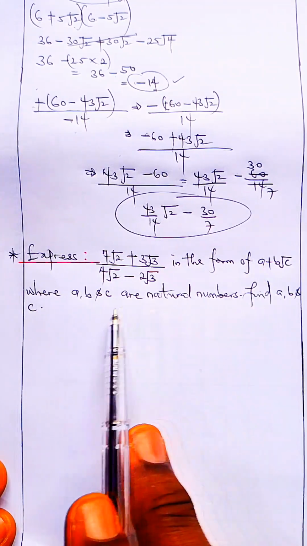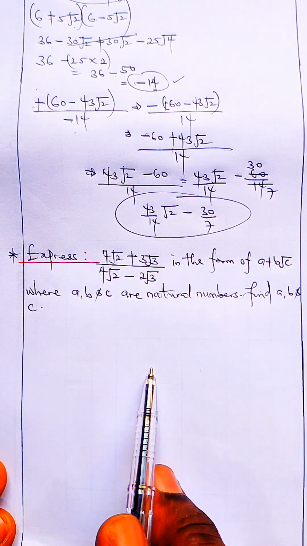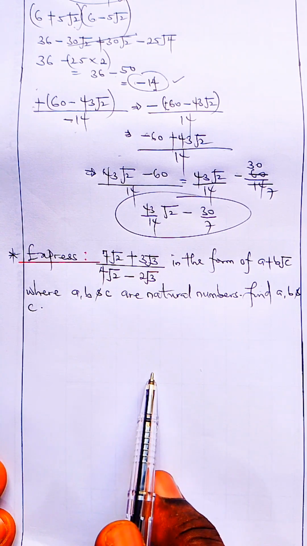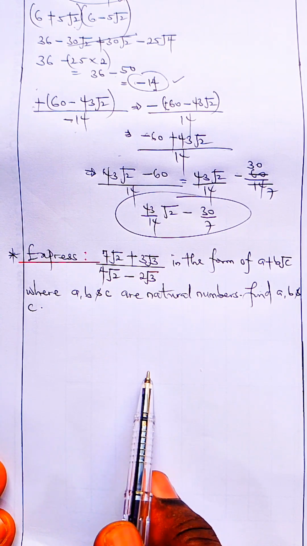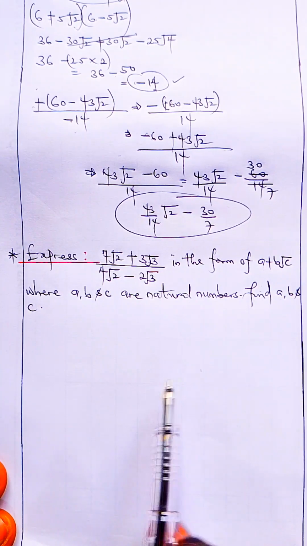And after we're done with that, they said a, b, and c are natural numbers. What are natural numbers? Natural numbers are positive numbers. So we call them natural numbers or positive numbers. So they said we should also find what a, b, and c are. So it's very simple to go about this.